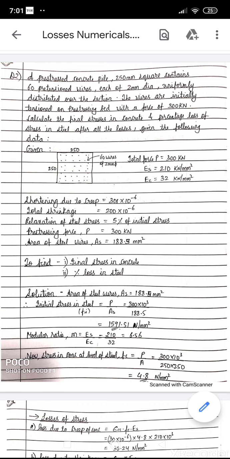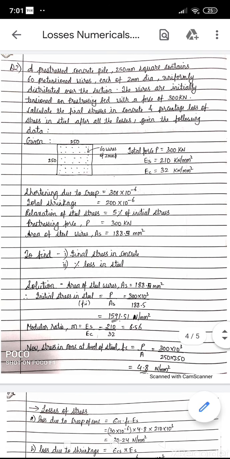So these wires are throughout the pile, as you can see in the figure, 60 wires of 2 mm diameter. Total force given is 300 kilonewton. Modulus of elasticity of steel and concrete is given to you. And what else data is given?